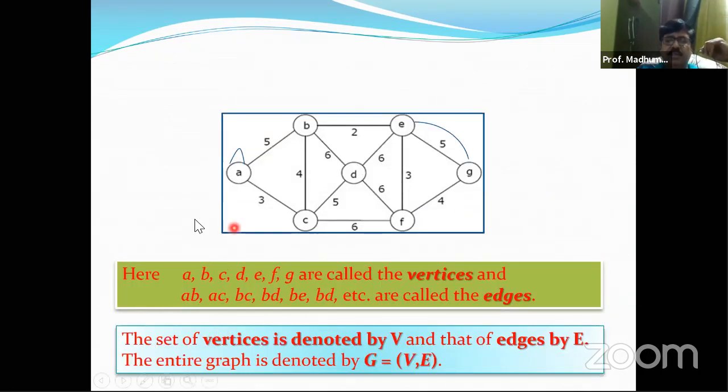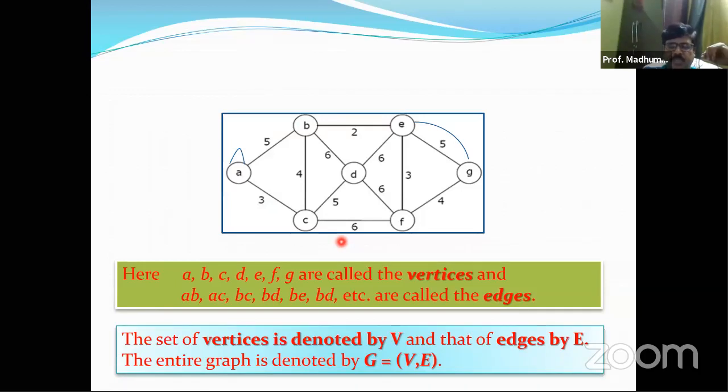This is a diagrammatic example of a graph. In this diagram, what is there? There are A, B, C, D: some circles, and inside the circles some alphabets. And there are some straight lines or curved lines. All the circles may be dots, filled circles or empty circles, but they may be dots.